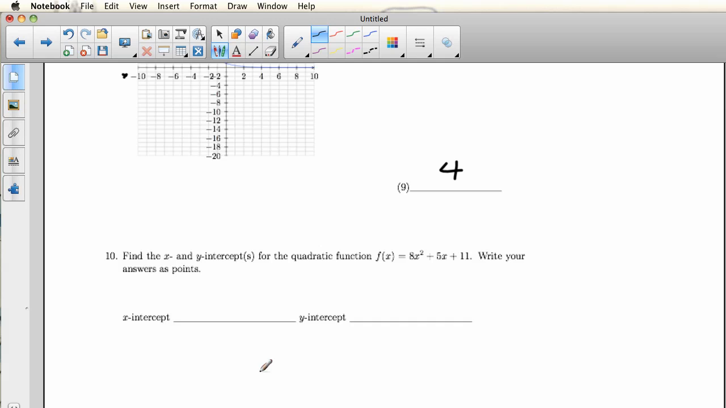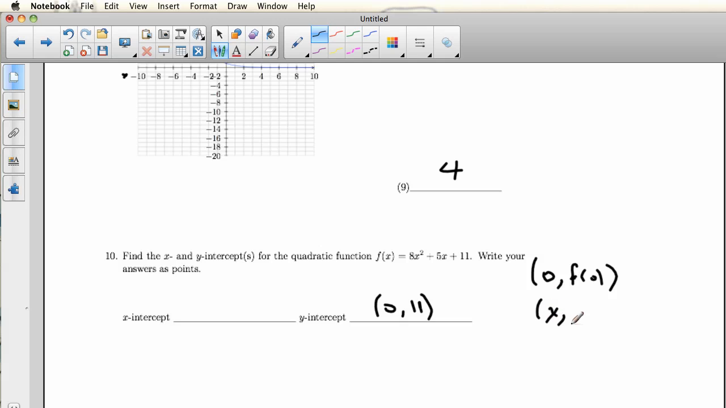X and y intercepts, this is something that we should be able to do for any kind of function that we're given. The y-intercept is always the easier one because it's always the one where the x-coordinate is 0, and if the x-coordinate is 0, the y-coordinate, as we just said, is f of 0. So we get the y-coordinate by plugging in 0 into the formula for x. So 8 times 0 plus 5 times 0 plus 11 is just 11.